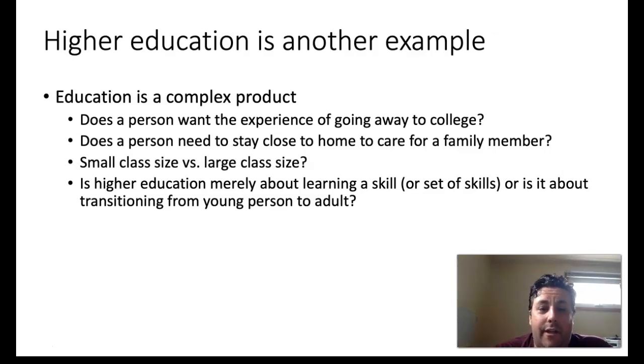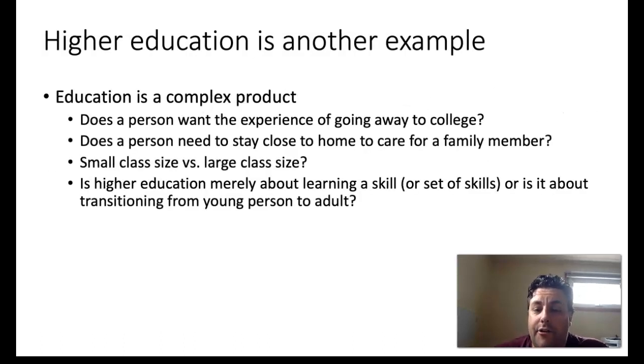Is a person interested in small class sizes, or are they unconcerned about that and fine with large class sizes? And then consider this last question: is higher education more about transitioning from one phase of life to the next, say from young person to adult, or is it about learning a set of skills? All of this leads to how much people are willing to pay for higher education. Some people are willing to pay quite a bit. Some people are much more conservative when it comes to that kind of thing.